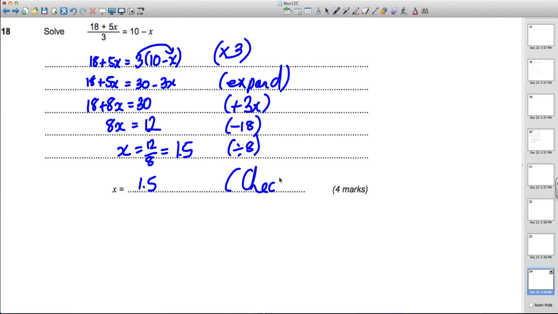Do check now that that is actually correct. Let's say on the right hand side, 10 take away 1.5 must be 8.5, right? And on this side, 5 multiplied by 1.5 is 7.5. 18 plus 7.5 is 25.5. If you divide that by 3, you do get 8.5 as well. You know you've got the right answer.